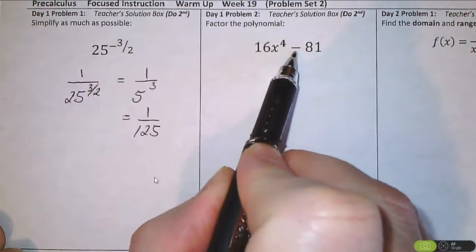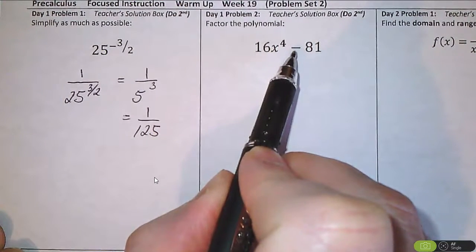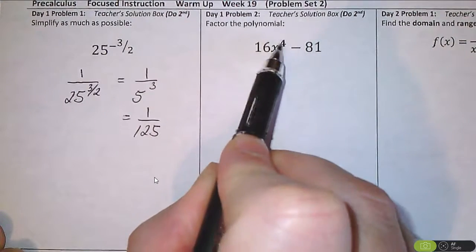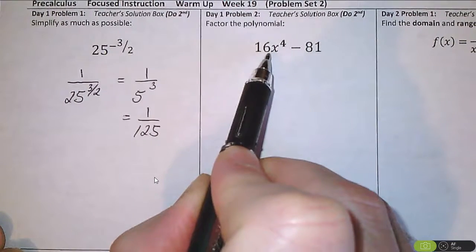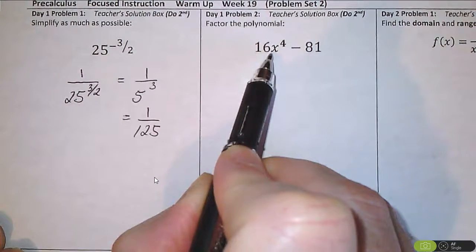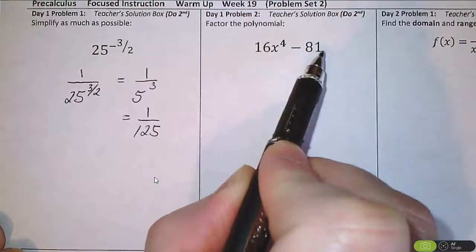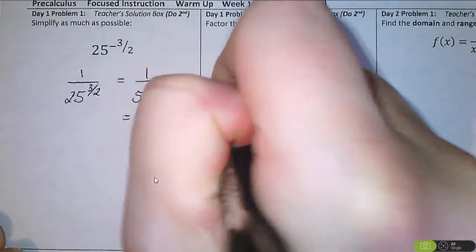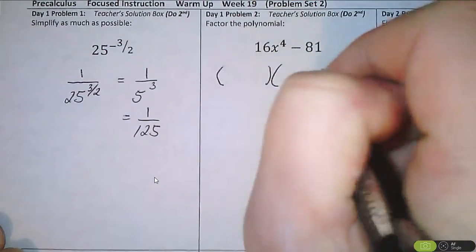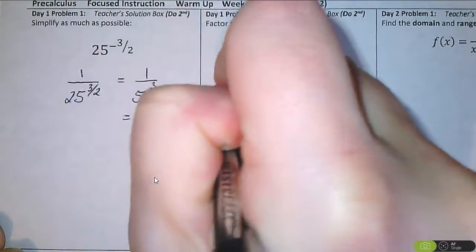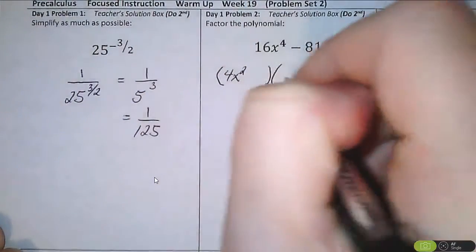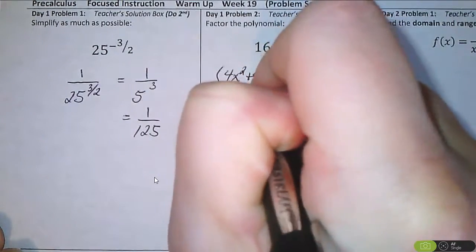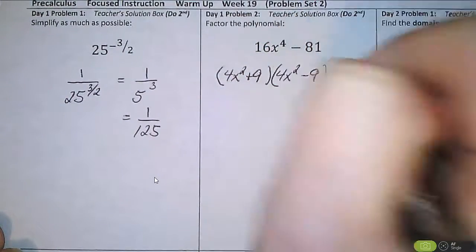This is a binomial difference, so the special pattern that I'm looking for is called a difference of squares. This is a perfect square because 4x squared times 4x squared makes this term, and this is a perfect square as well, 9 times 9. So we'll factor this using the double parenthesis pattern. This is 4x squared here and over here. And then here is positive 9, and here is negative 9.